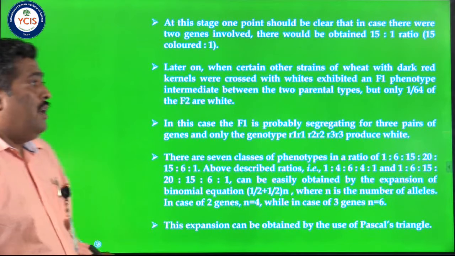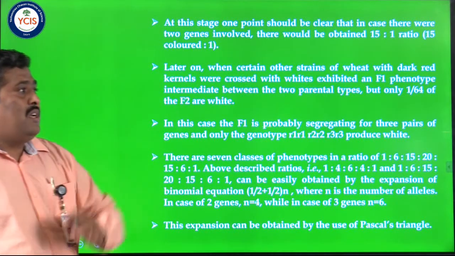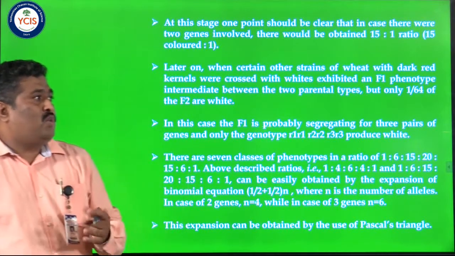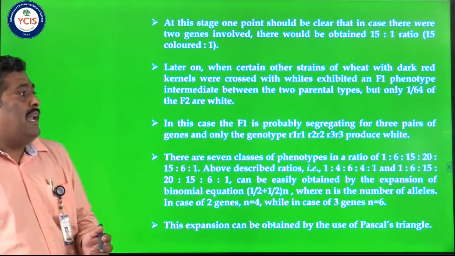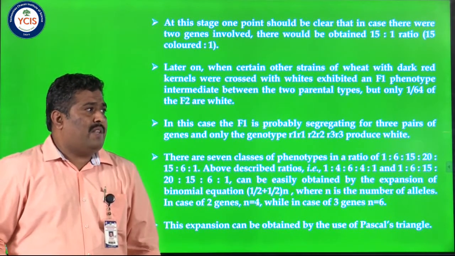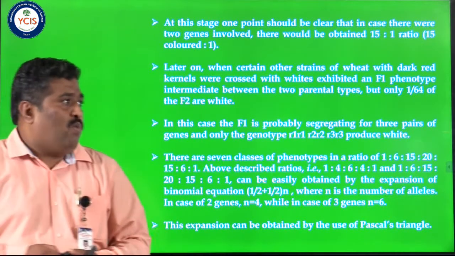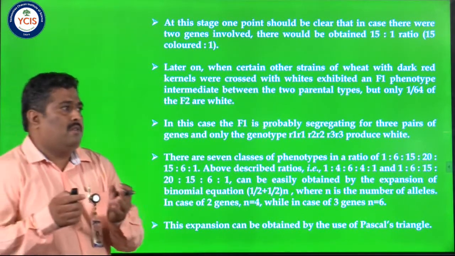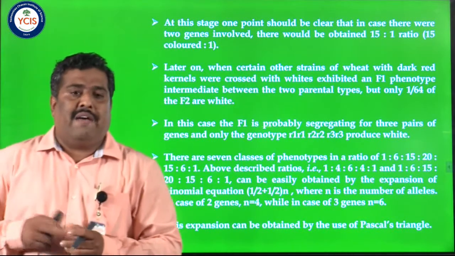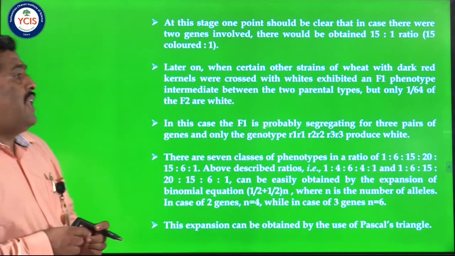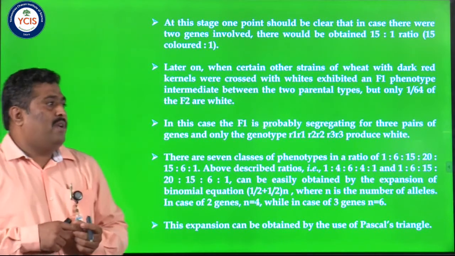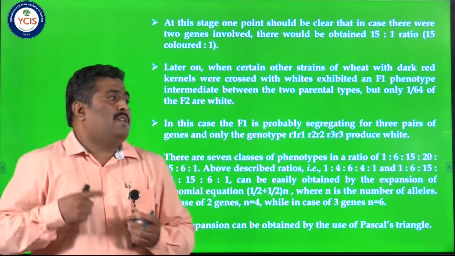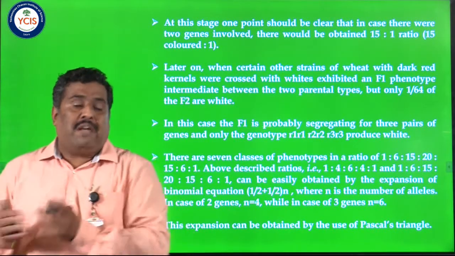Okay, so at this stage one point should be clear: in the case of the 15:1 ratio that was found, later on certain other strains of wheat with dark red kernels were crossed with white and exhibited an F1 phenotype intermediate between both the parents. In this case the F1 is probably segregating for 3 pairs of genes, and only the genotype small r1 small r1 small r2 small r2 small r3 small r3 produces the white kernel color.